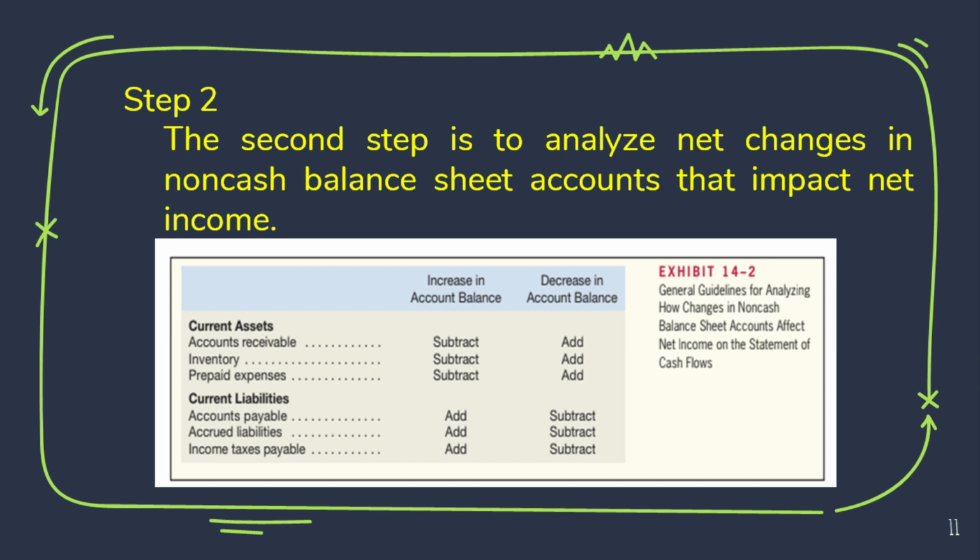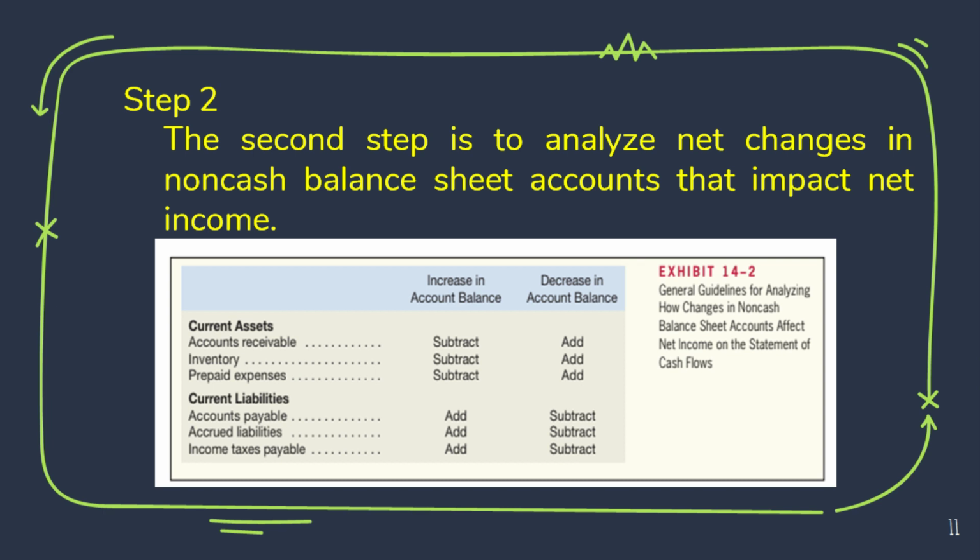When the accounts receivable balance decreases, it means that the cash collected from customers exceeds credit sales. So in this case, the change in the accounts receivable balance is added to net income because it reflects the amount by which the cash collections from customers exceed credit sales. The other accounts shown in Exhibit 14-2 have a similar underlying logic.